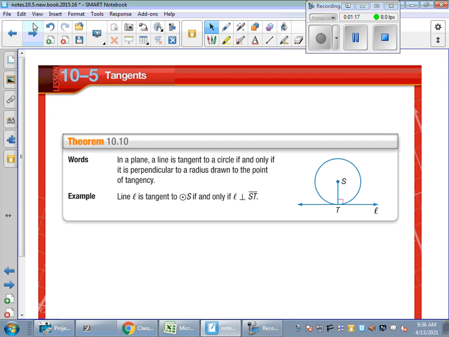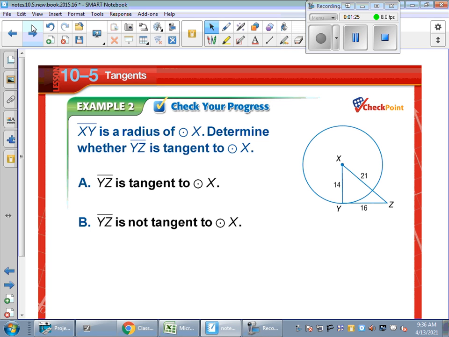Another theorem: a line is tangent to a circle if and only if it's perpendicular to the radius. So again, point of tangency, 90-degree angle. Those are the things we're going to get out of that. This one says XY is a radius. Determine whether YZ is tangent. So if it's tangent, then this is a 90-degree angle.